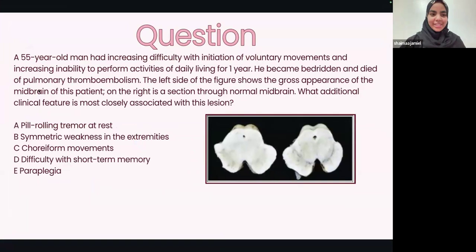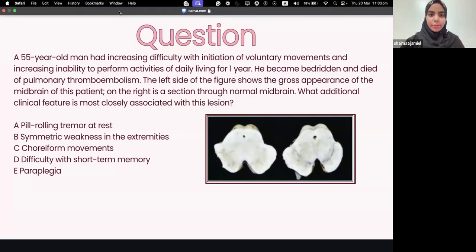So the next question is, a 55-year-old man had increasing difficulty with initiation of voluntary movement and increasing inability to perform activities of daily living for 1 year. He became bedridden and died of pulmonary thromboembolism. The left side of the figure shows the gross appearance of the midbrain of this patient, and on the right is a normal midbrain. What additional clinical feature is most closely associated with this lesion? So this is the normal, this is the abnormal.